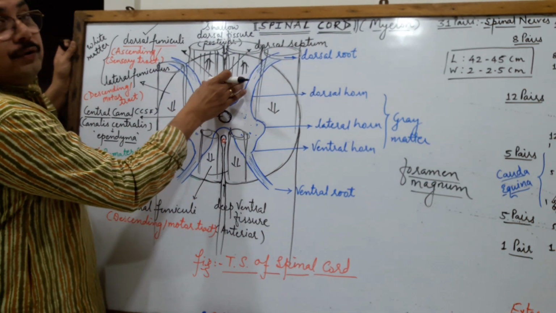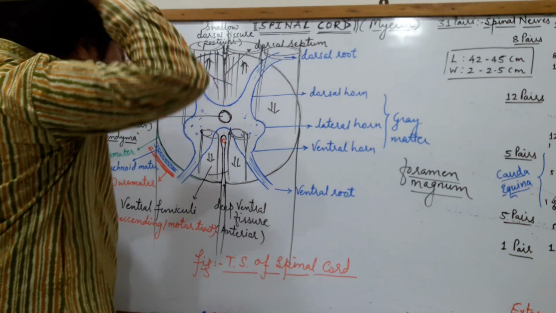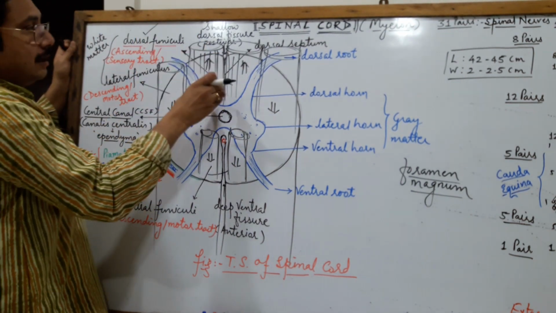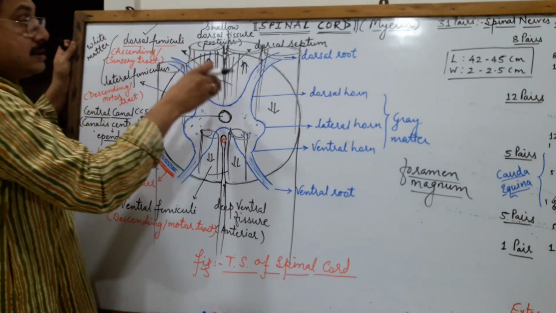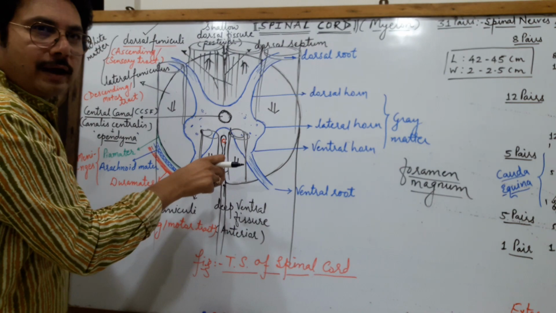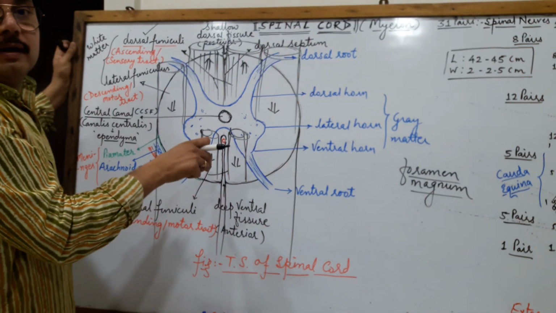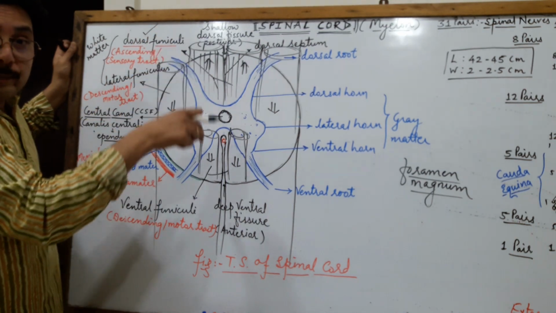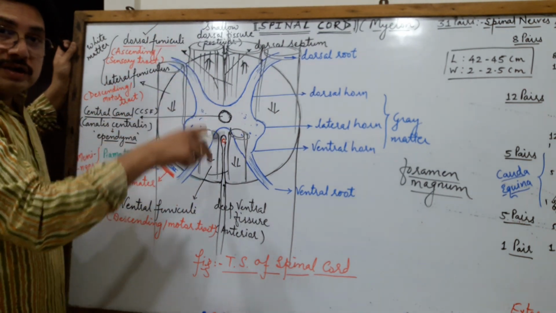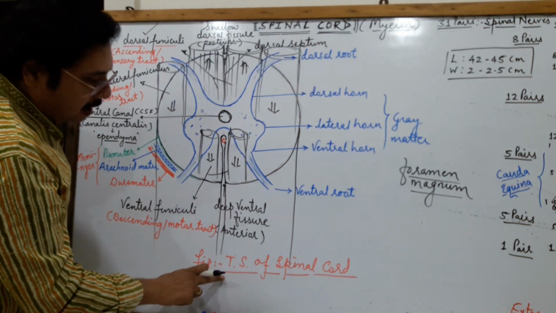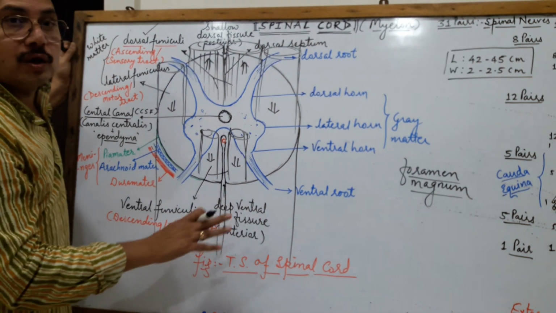Out of which the dorsal funiculi are ultimately sensory, carrying the sensory impulses, forming the ascending tracts towards the brain, while the lateral and the ventral funiculi are the motor funiculi, forming the descending tracts, carrying the motor impulses away from the brain towards the effector organs of the trunk region of the body. It is about the transverse section, nothing but the histology of the spinal cord.